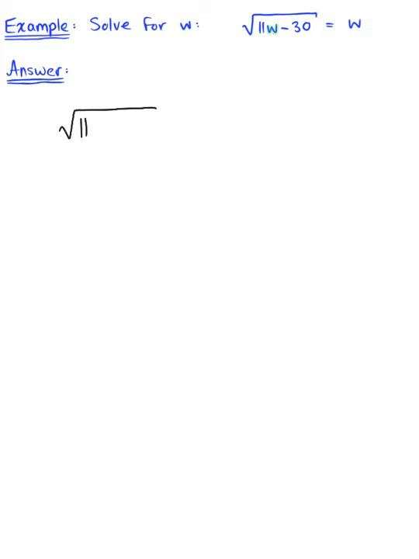So again, we have the square root of 11 times w minus 30 is equal to w. And so to remove the square root, we need to square both sides of the equation. So the square and the square root cancel each other out, and we are left now with 11w minus 30 is equal to w squared.